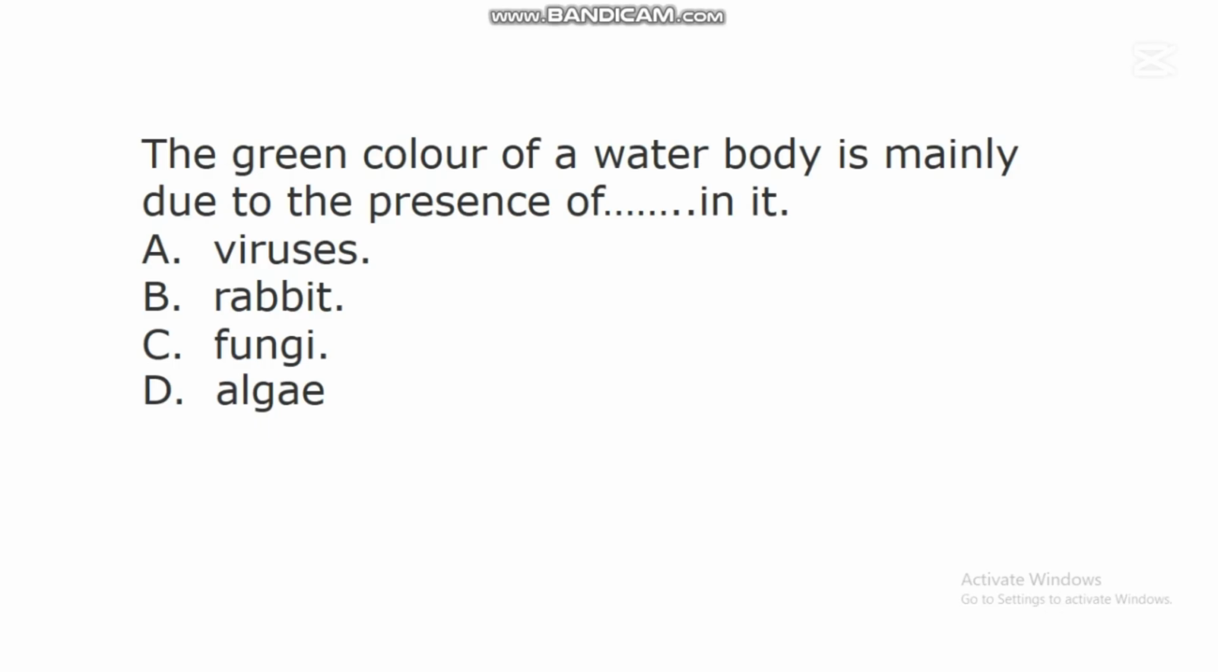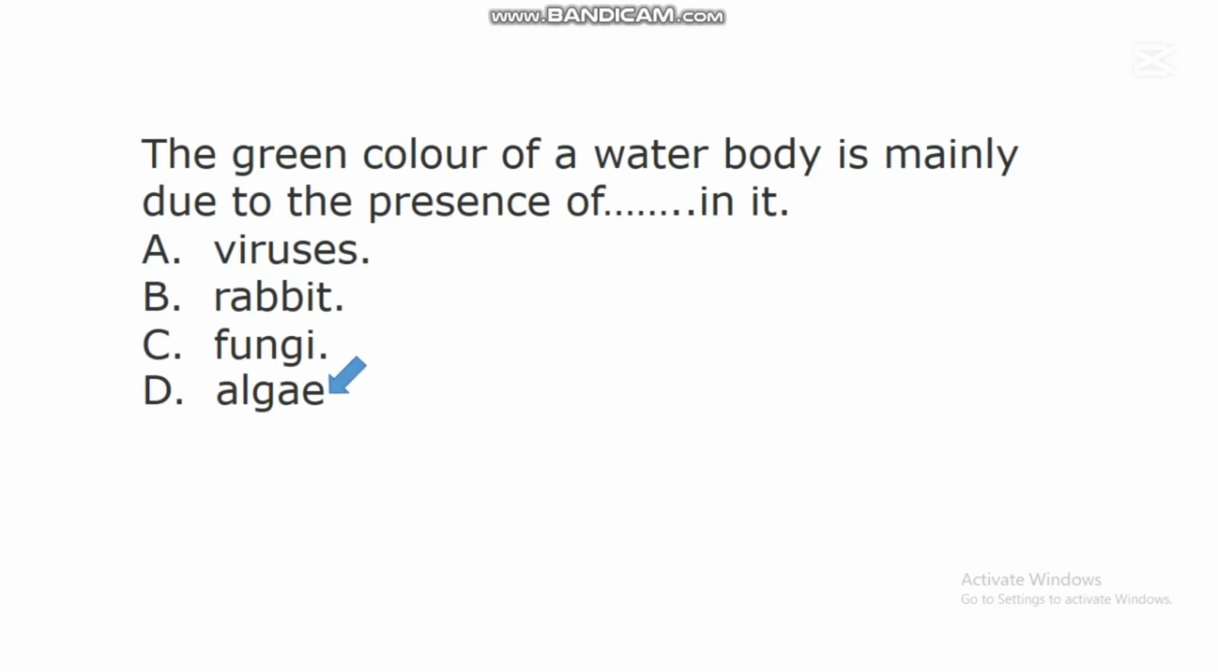The next question says, the green color of a water body is mainly due to the presence of dash in it. A. Viruses. B. Rabbits. C. Fungi. D. Algae. In this question, the correct answer is D.